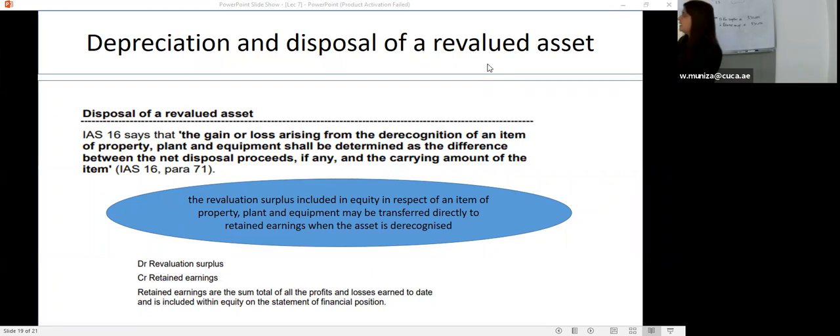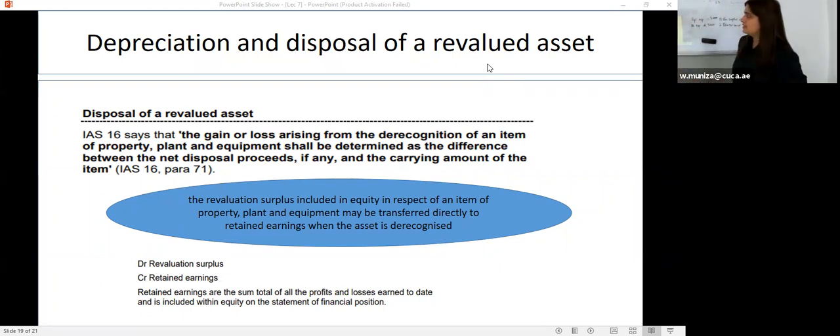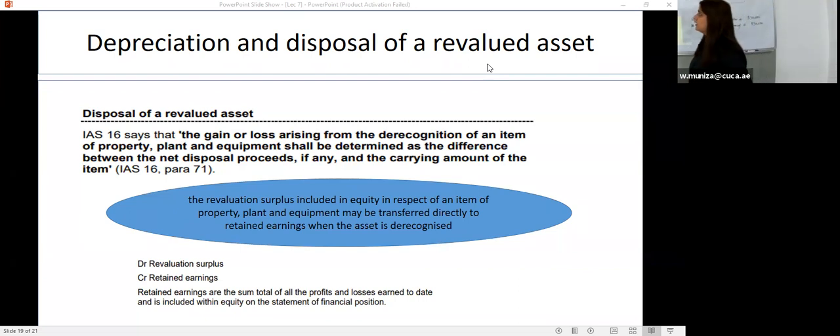Okay. So what they say, disposal of the revalued asset. IAS 16 says that the gain or loss arising from the de-recognition of an item of property, plant and equipment shall be determined as the difference between the net disposal proceeds, if any, and the carrying amount of the item. So again, they are repeating the fact that whenever we are disposing of an asset, we are going to compare the carrying amount of the asset with its disposal proceeds.